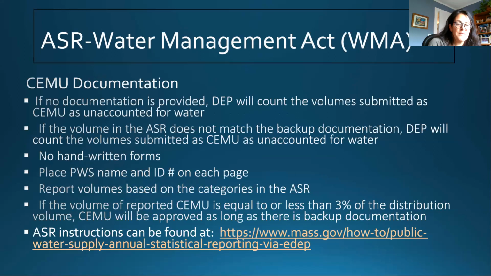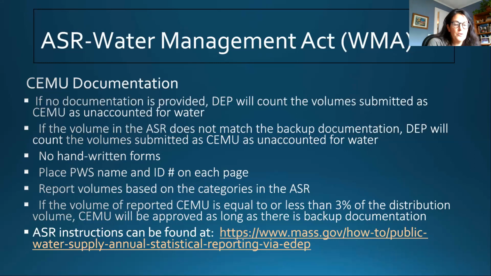So once again, for CMU, if no documentation is provided, the volumes that you submit as CMU are going to be switched over to unaccounted for water. We do require documentation. And honestly, probably 80% of the letters we send out is because documentation was not provided. If you've done all the work to figure out the volumes, please just try to remember to attach the documentation. If the volume in the ASR doesn't match the backup documentation, then we will count the volume submitted as CMU as unaccounted for water.